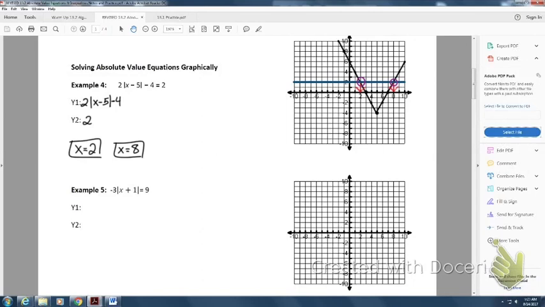I want you to attempt example 5 for me. For your vertex, it goes to the left 1. I did have a little confusion here because there was no d value after the absolute value bar. All that means is the vertex doesn't move up and down at all. It's going to go to the left 1, and there's my vertex. My slope or my a value is negative 3, so I'm going to go down 3, left 1. And then also down 3, right 1.